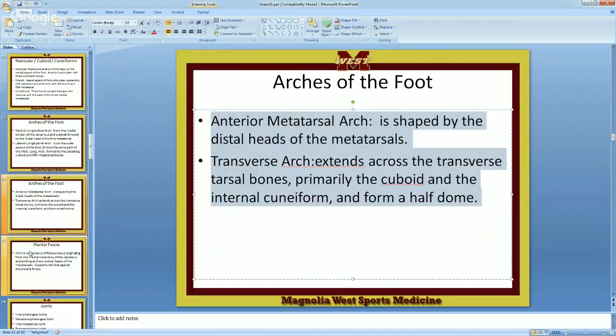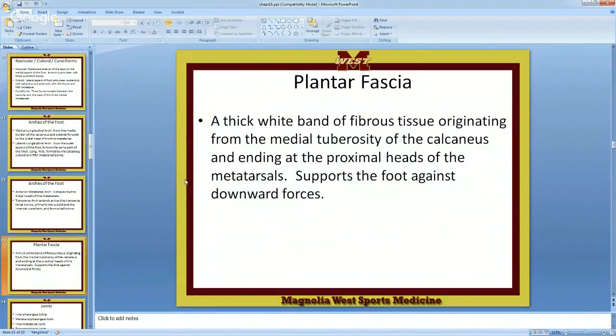All right, 13, plantar fascia. You know, it's that thick white fibrous band tissue originating from the medial tuberosity to the calcaneus. Yeah. Also supports the foot against downward forces. All right.